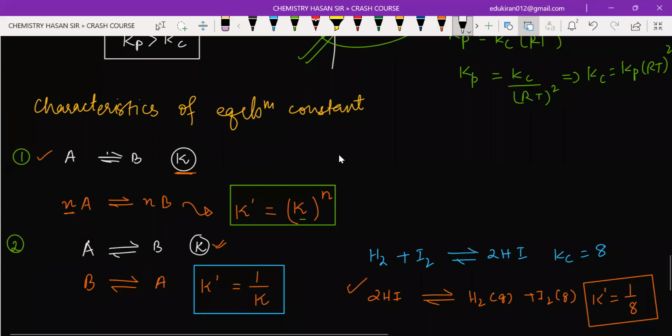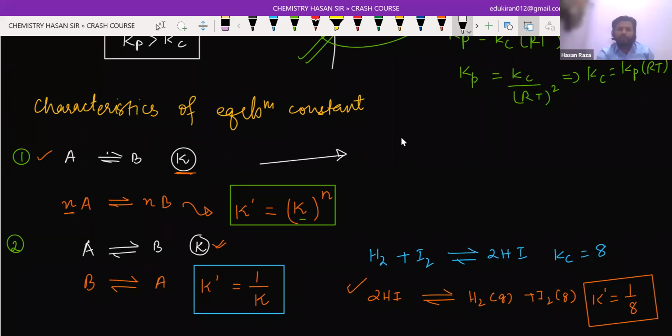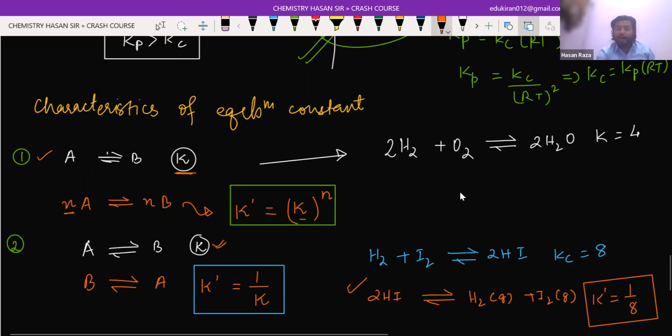Yes. Now, I'm going to give you another example: 2H2 plus O2 giving 2H2O. I'm going to balance it; just balance it whenever you do it. And it has a KC equal to 4. Now it has been asked, what is the KC for H2 plus half O2 giving H2O?